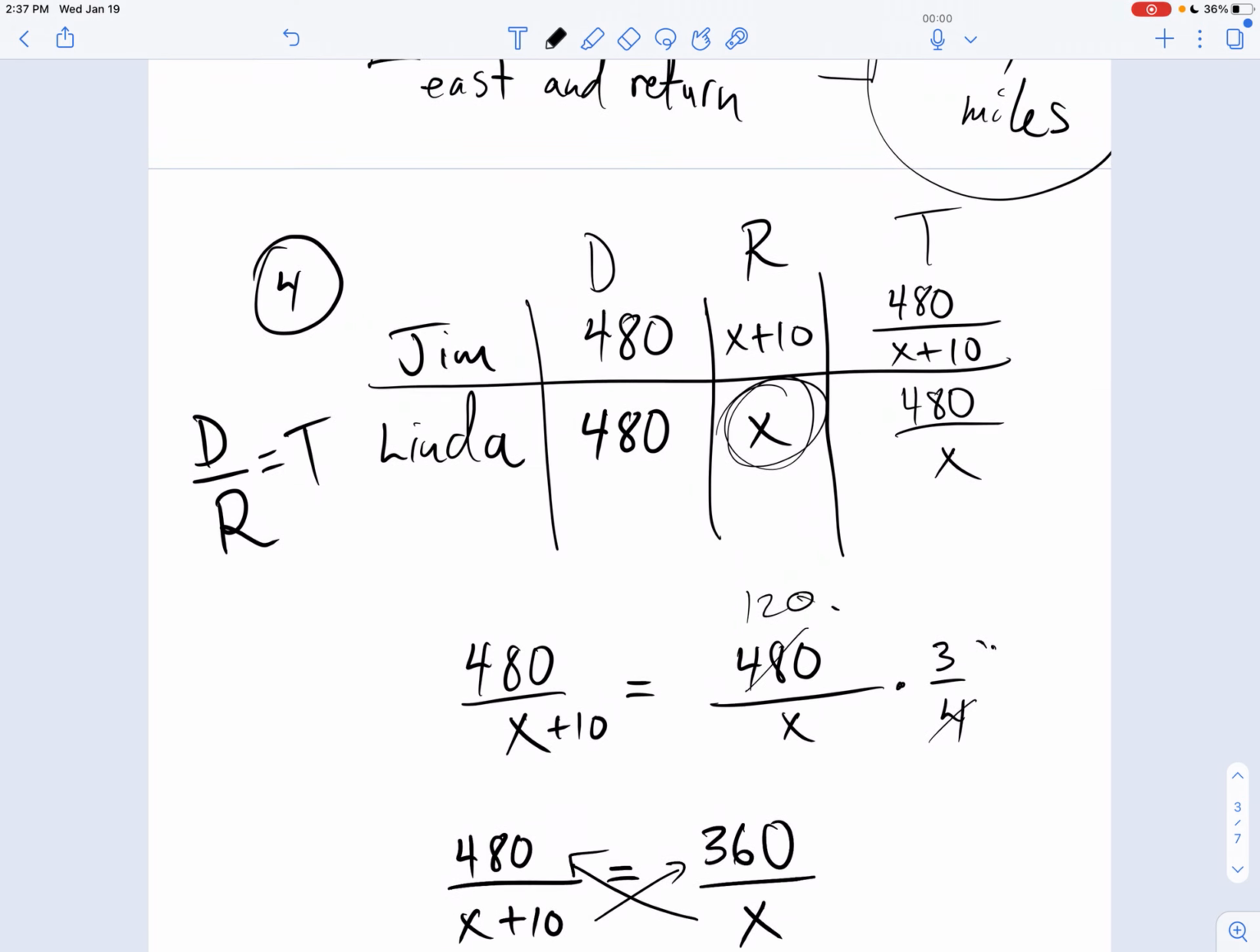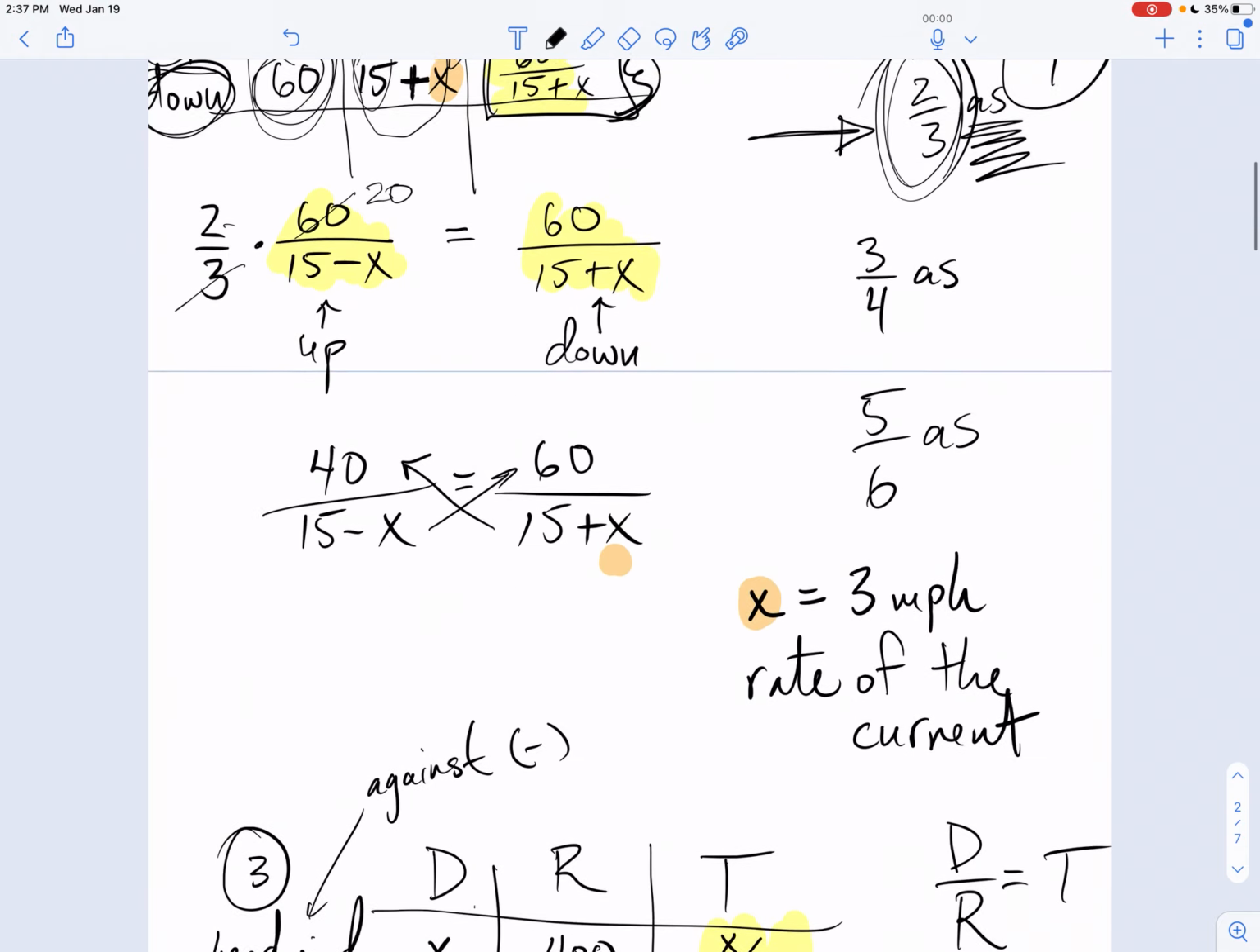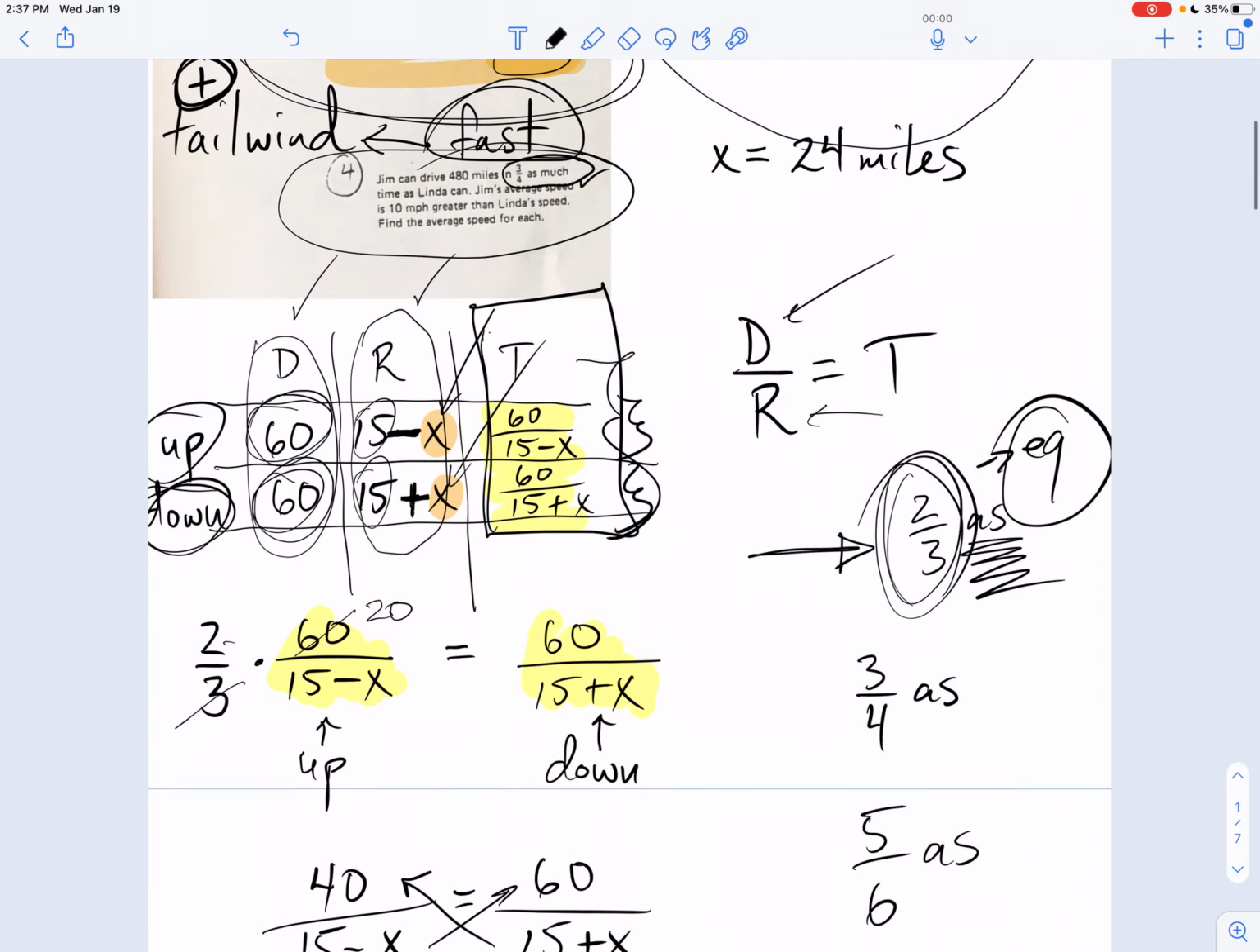Remember, they're going to ask you to find something in this problem, so what did they ask me for? They said find the average rate for each, or speed for each, so we did. Linda's going 30, and Jim is going 10 more than that, so 40.